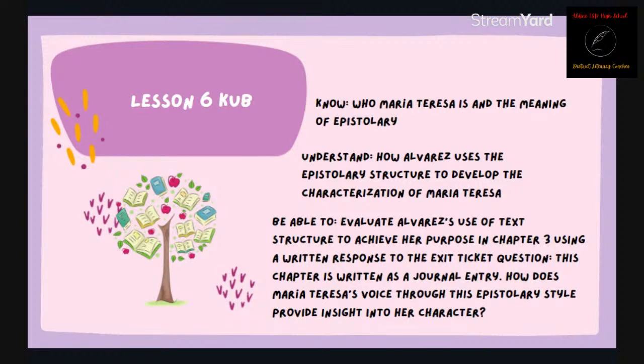So that brings us to our CUBS for Lessons 6 and 7. For Lesson 6, students will know who Maria Teresa is and the meaning of epistolary. They'll understand how Alvarez uses the epistolary structure to develop the characterization of Maria Teresa, and they'll be able to evaluate Alvarez's use of text structure to achieve her purpose in Chapter 3 using a written response to the exit ticket question. This chapter is written as a journal entry. How does Maria Teresa's voice through this epistolary style provide insight into her character?